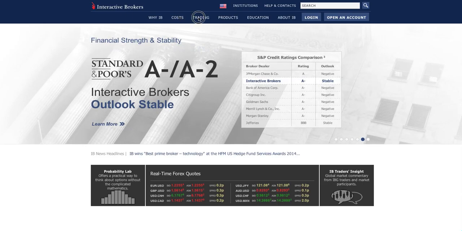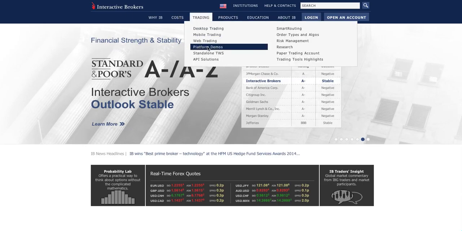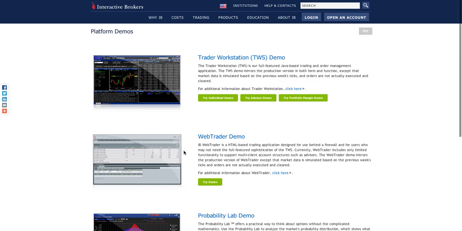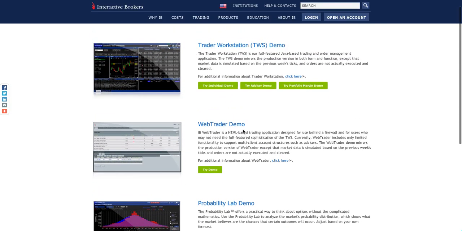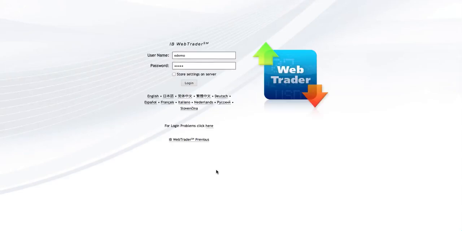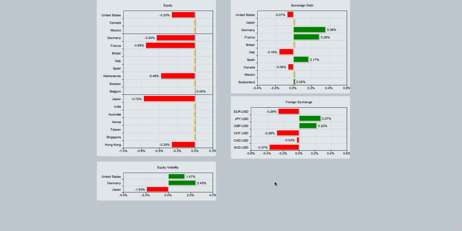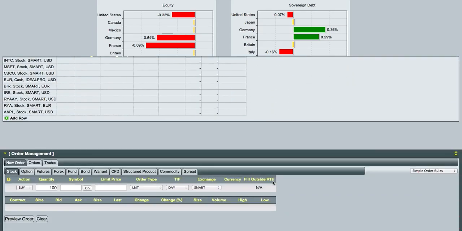We're going to click on Trading and we're going to click on Platform Demos. You're presented with three options here. We're going to select the Web Trader Demo option. This is the easiest one for you to use. So that's going to log in now in one moment, and we're going to be faced with a number of choices here when we actually log into the platform itself.